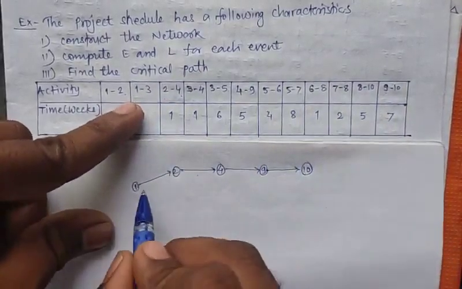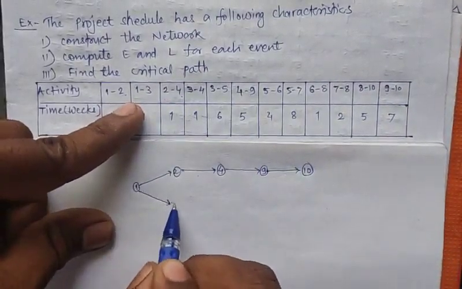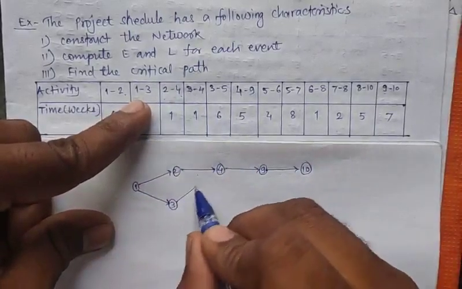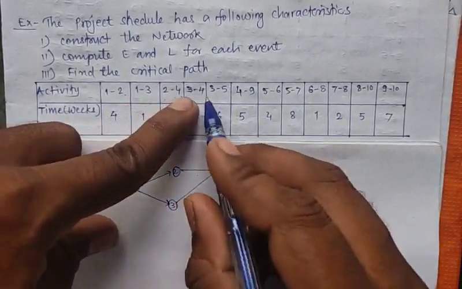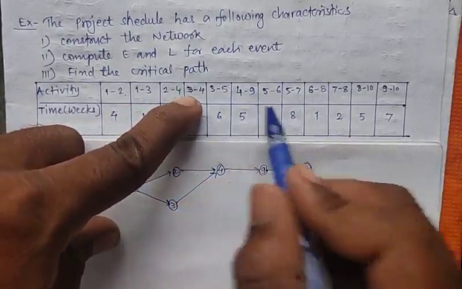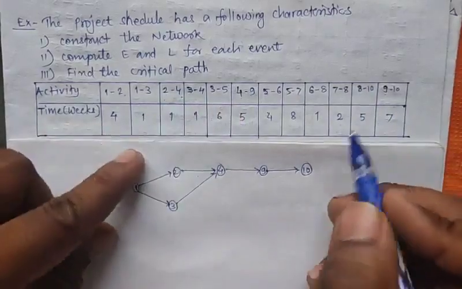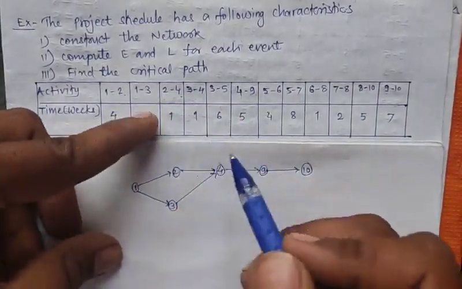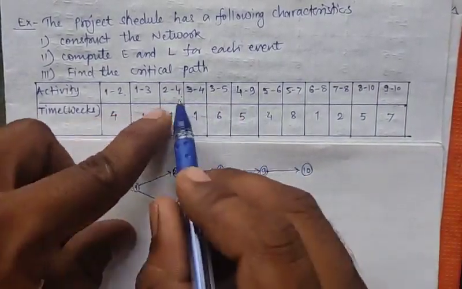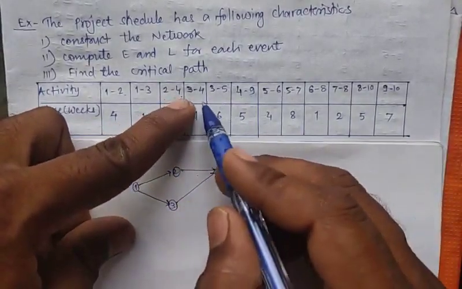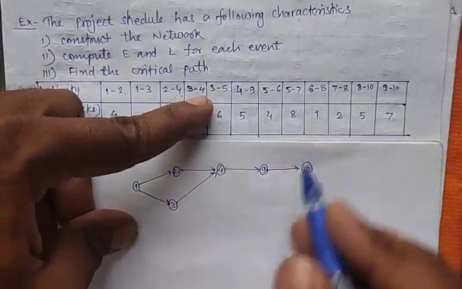Next, 1 goes to 3, and 3 goes to 4. Next, 4 goes to 9, 9 goes to 10, so this is also done. Next, 2 goes to 4, so these three activities are done. Next, 3 goes to 4, which is also done. Now next, 3 goes to 5.